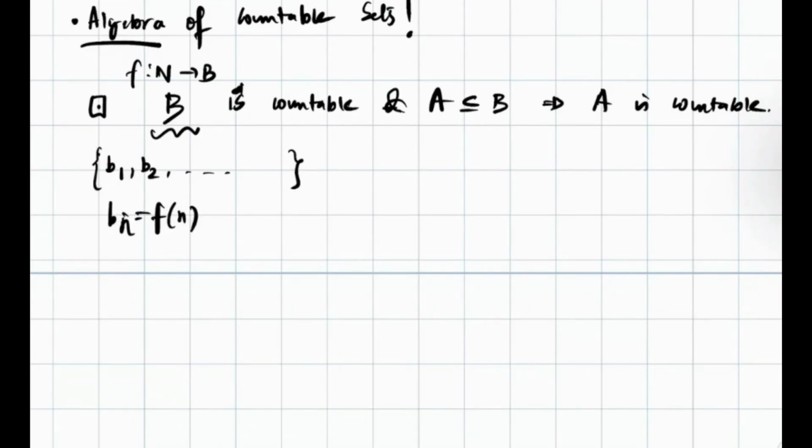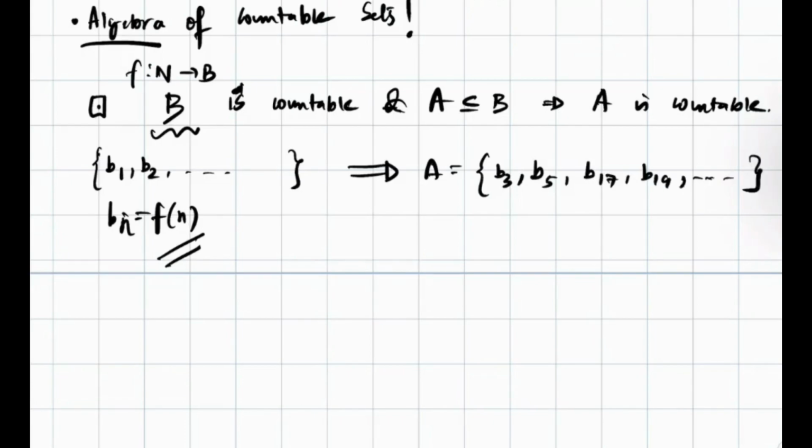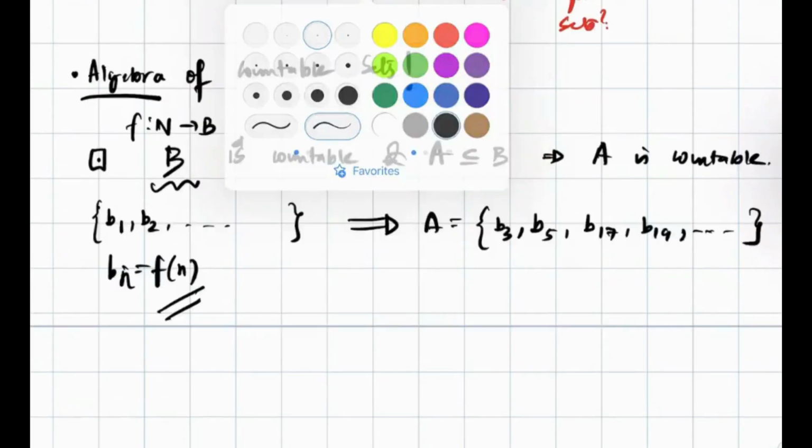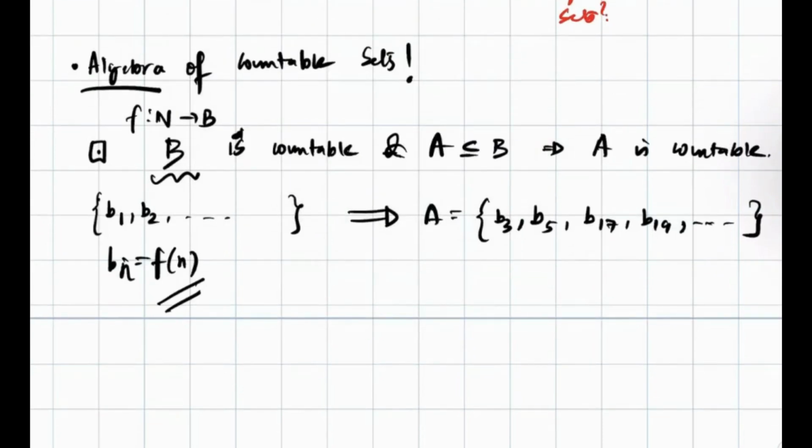So if you take Bn, A being a countable subset means that instead of taking B1 onwards, you are taking this set A, defined as, let's say, B3, B5, B17, B19. You're taking a subset of it, and you can clearly see you can count it. So there's a mathematical way of representing this, but intuitively you can understand that the first property is that subset property.